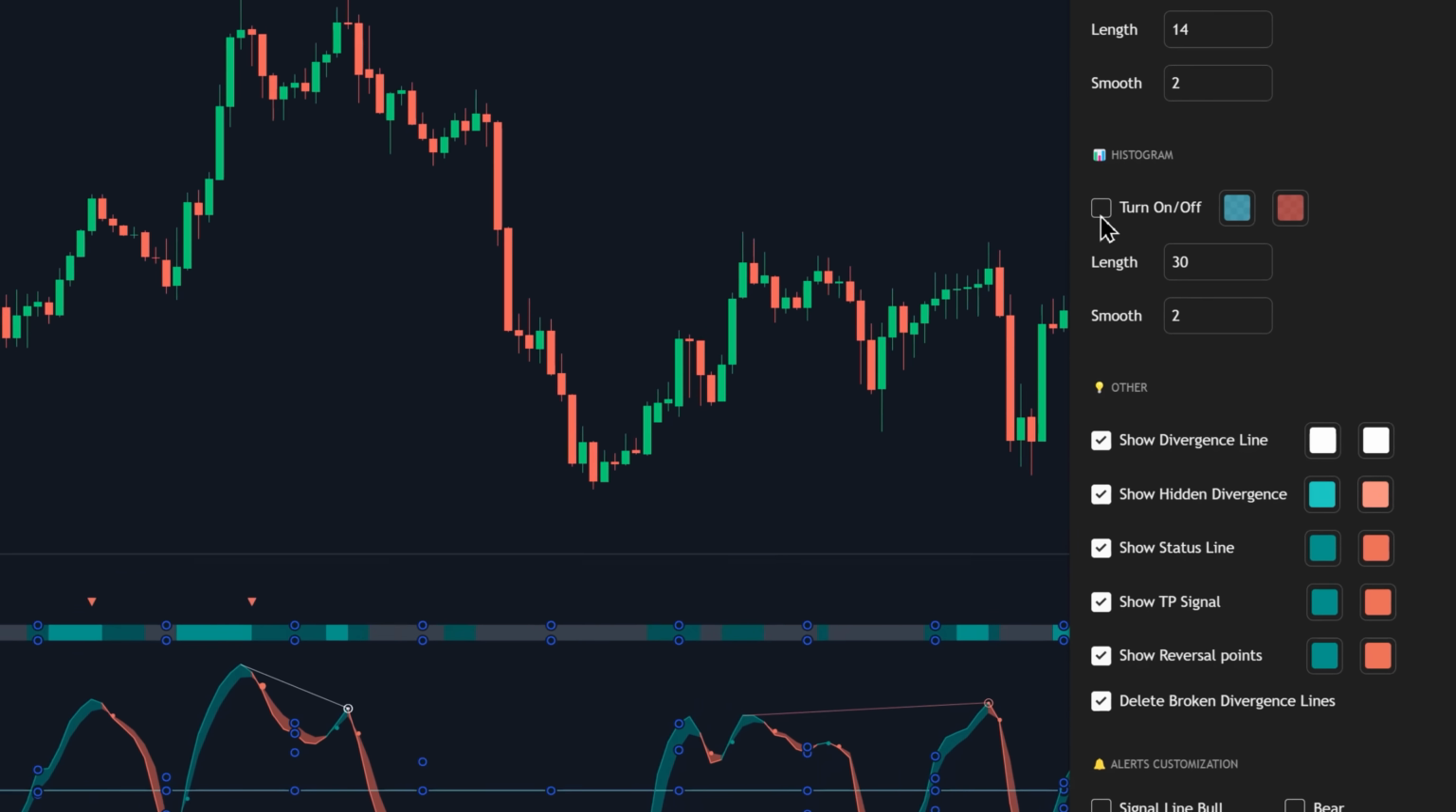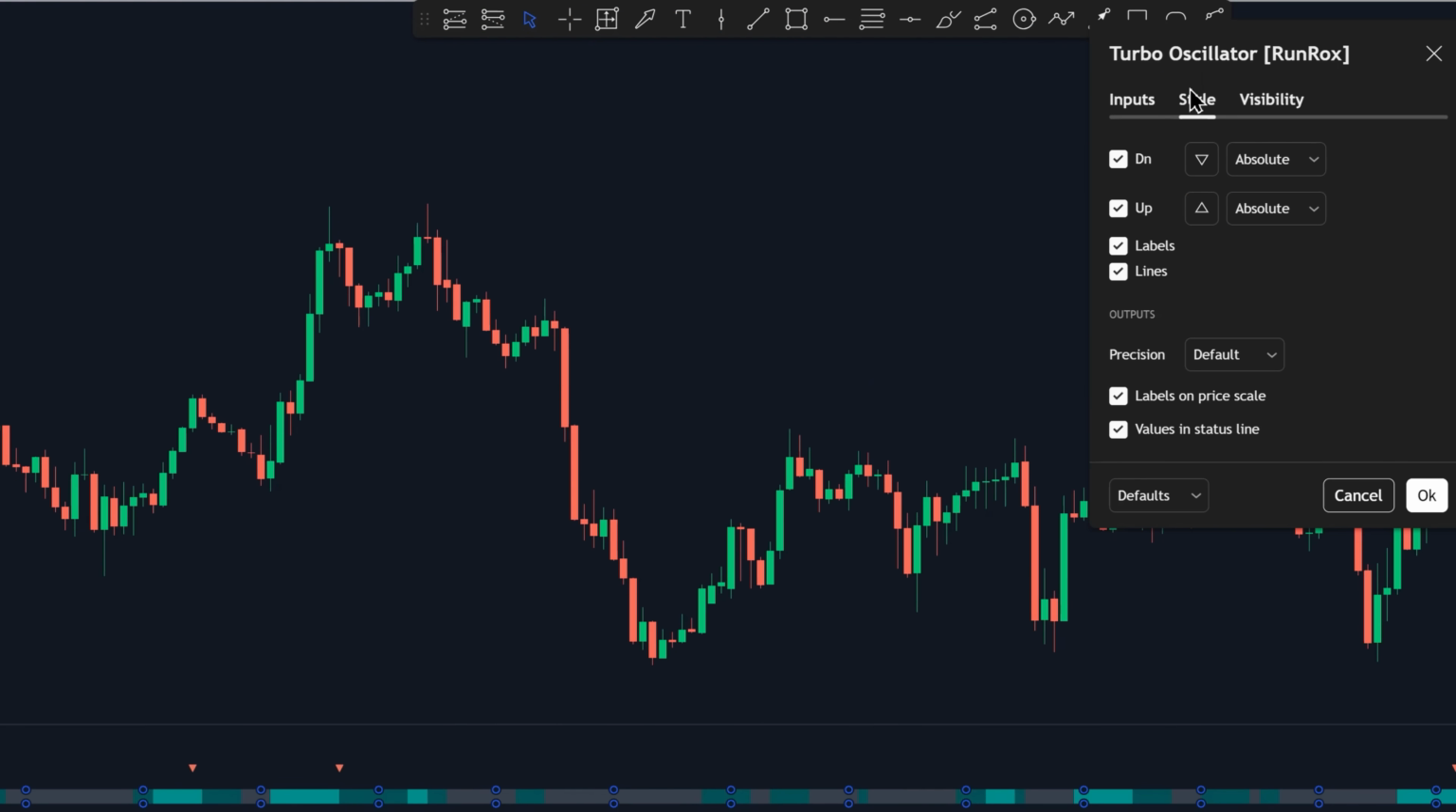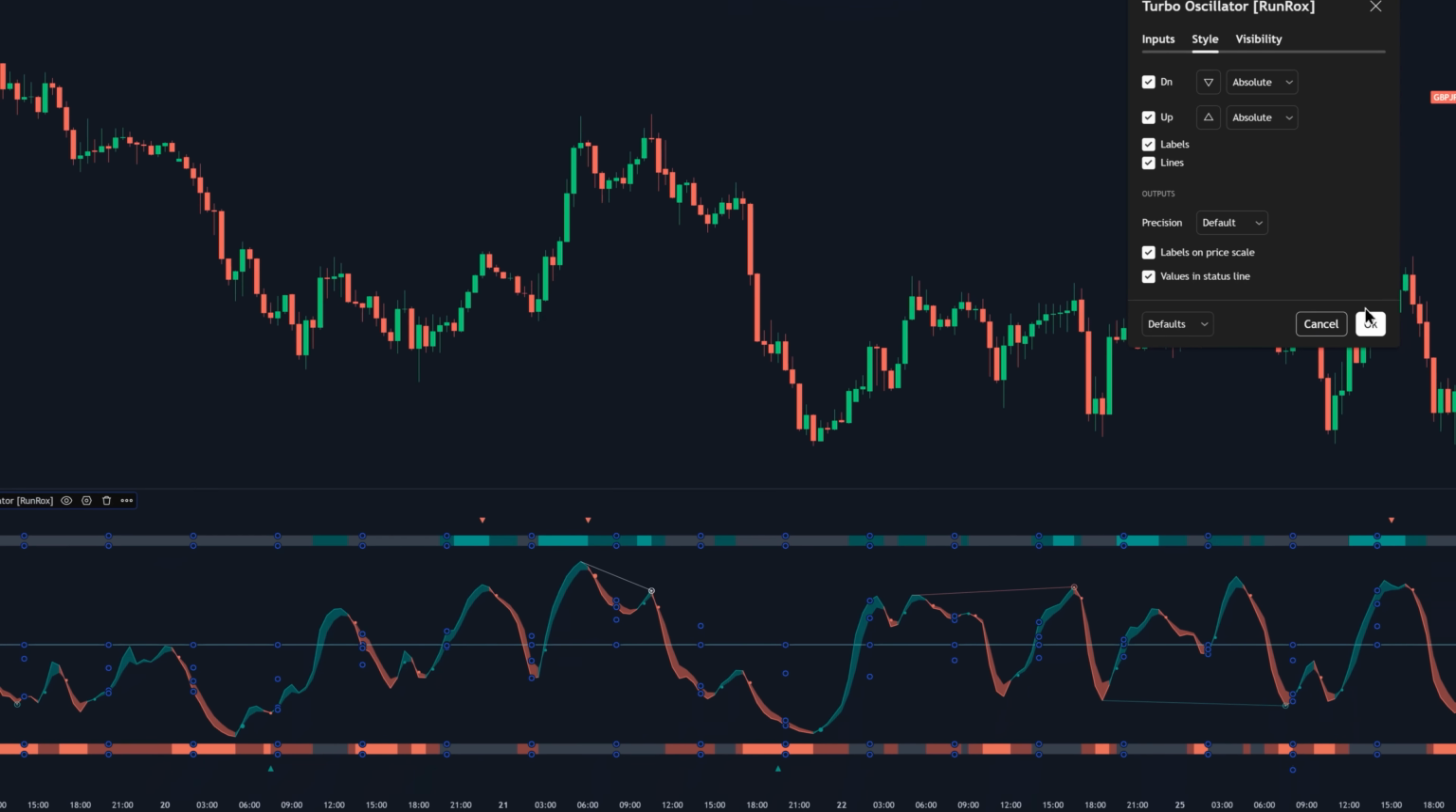The show status line shows a small label indicating whether the oscillator is currently overbought or oversold, and it's going to enable the reversal signals. And we have other options as well. The style tab has a few toggles that you can turn on or off. After you've made your changes, click OK.